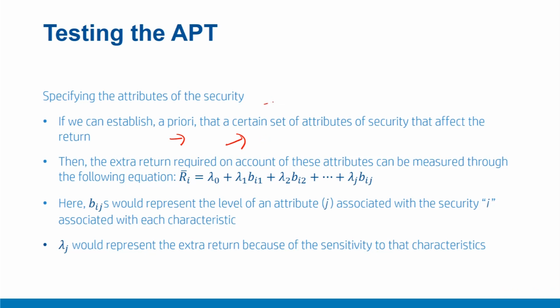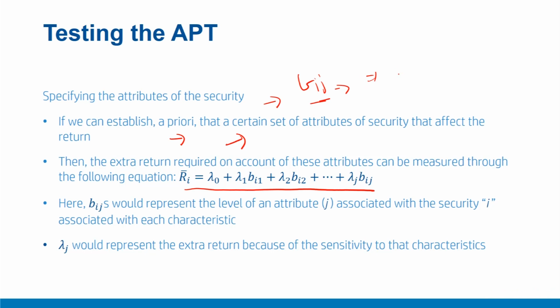And once we specify these attributes, for example, we can specify the expected level of dividends from a security as Bij. Here Bijs are not necessarily the sensitivities, but certain specific attributes of a security. And then the extra return required on account of these attributes can be measured or estimated with the help of this APT equation. Again, remember, Bij here is a level of attribute associated with security i for that characteristic.